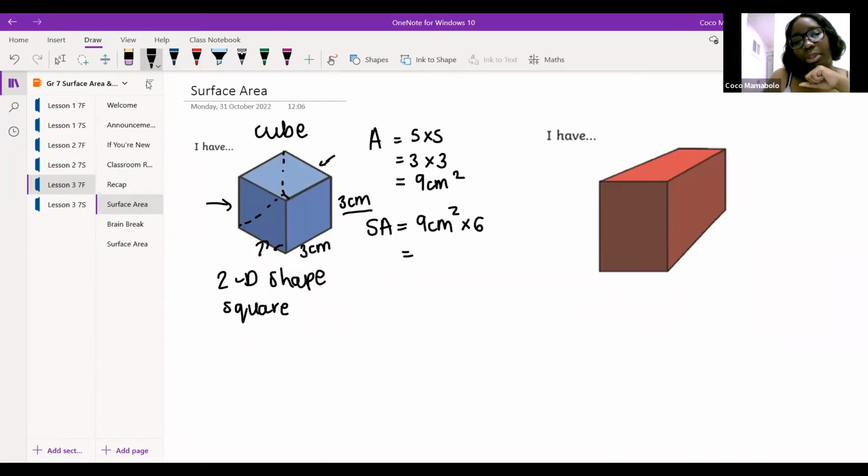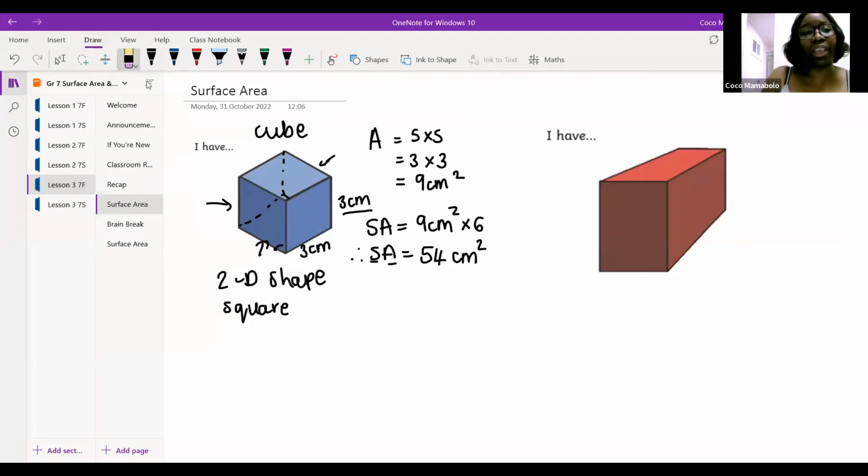Do you have an answer for me, my sweetie? 9 times 6? 54. Excellent. It's 54. Well done. 54 centimeters squared because we're calculating area. Okay, well done. Excellent. So that's what we're looking for, guys. Sorry, I forgot my therefore. Therefore, surface area, SA stands for surface area, is equal to 54 centimeters squared.